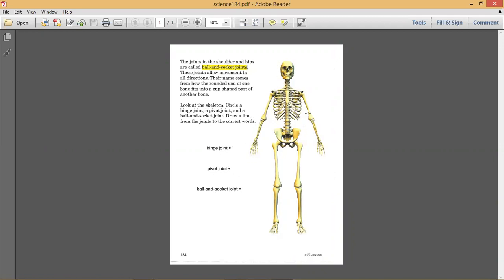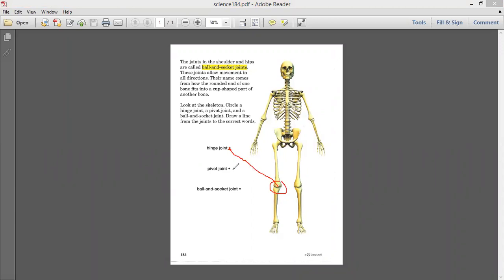Let's say a ball and socket joint. You have to look at your skeleton and find the right annotation. Let's say I'm looking for a hinge joint, and we know that the knee is a hinge joint. So I'm going to circle the knee, and then draw a line from the word, the correct word, hinge joint, and point to the joint, not the bone.